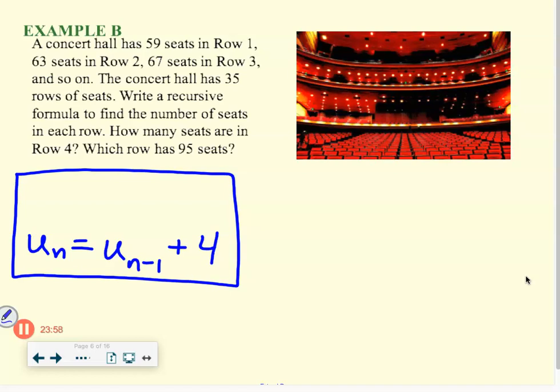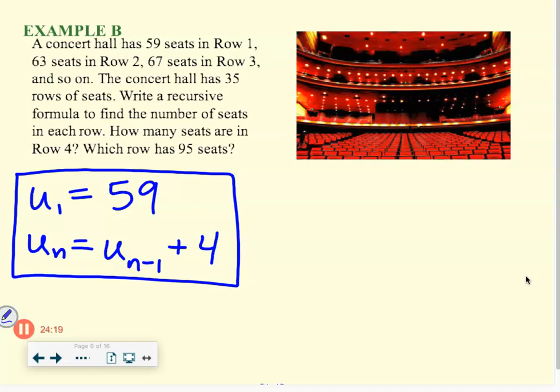You have no idea where to start. You have no idea what the terms are. All you know is that each term is the previous term plus 4. But if you don't know where to start, you can't write the sequence. So you have to give me both the first term and the general term as your rule for the sequence. You've got to have both.